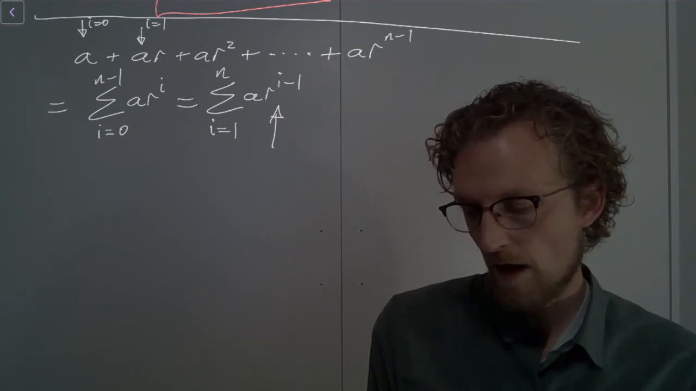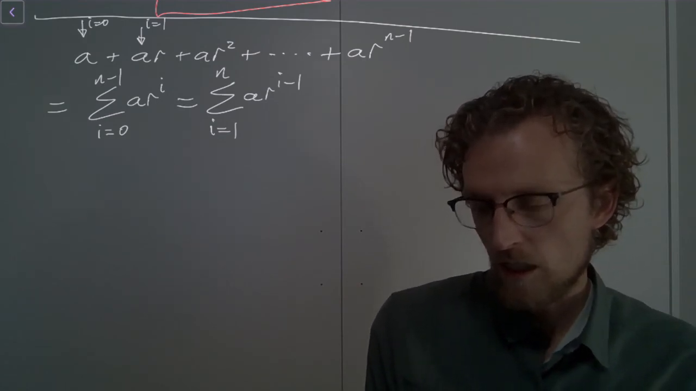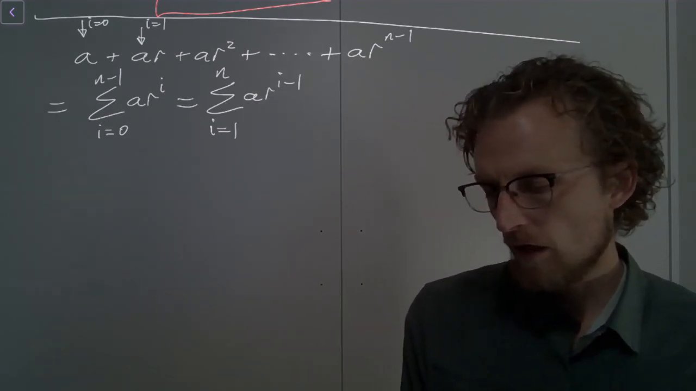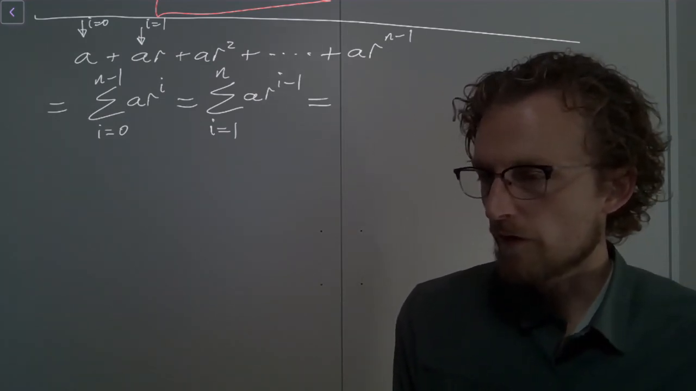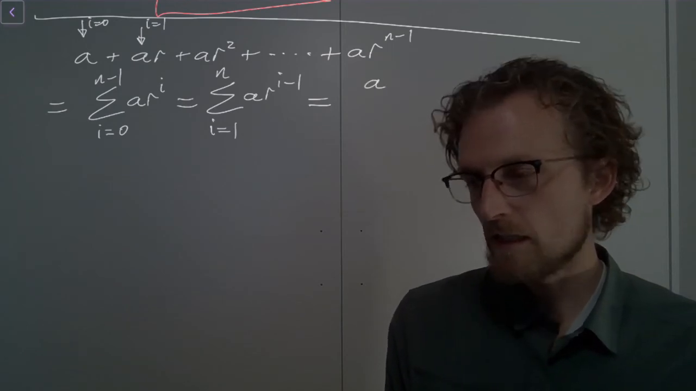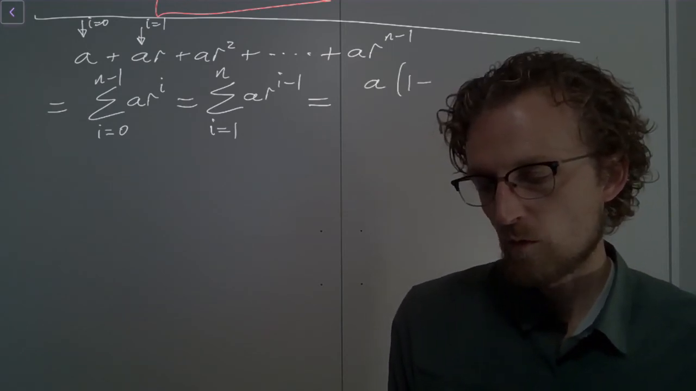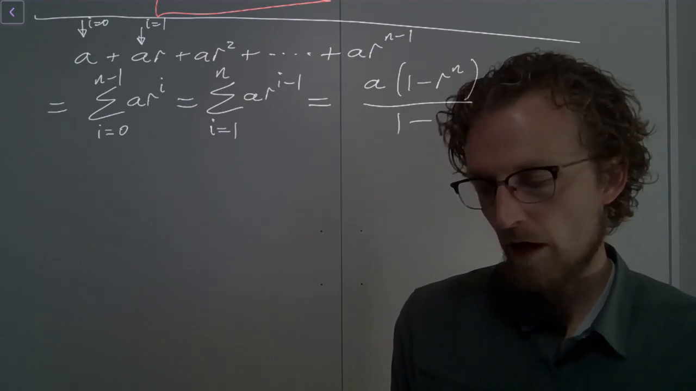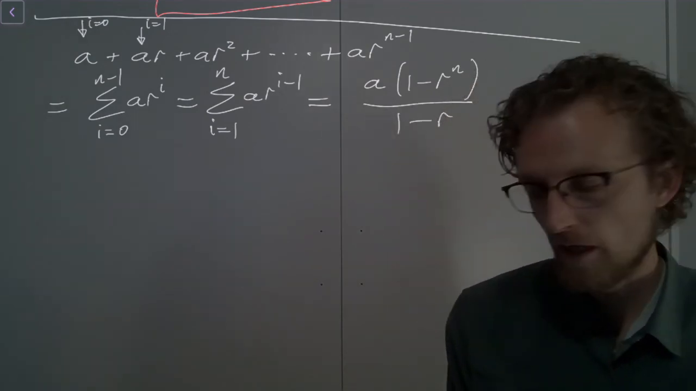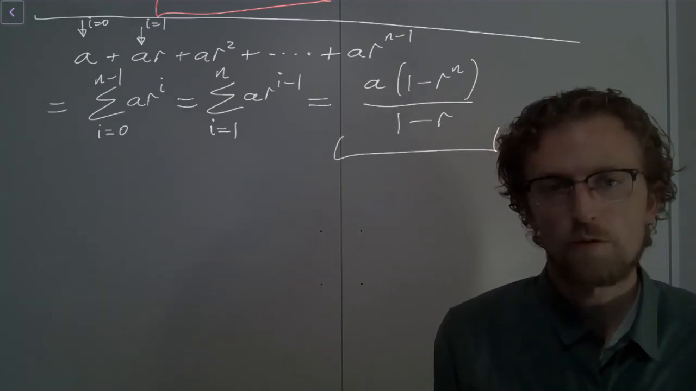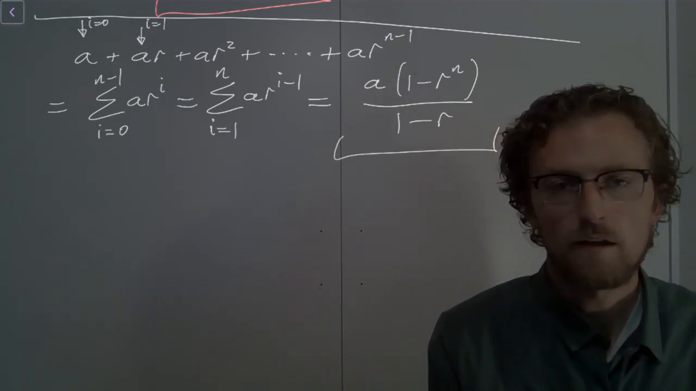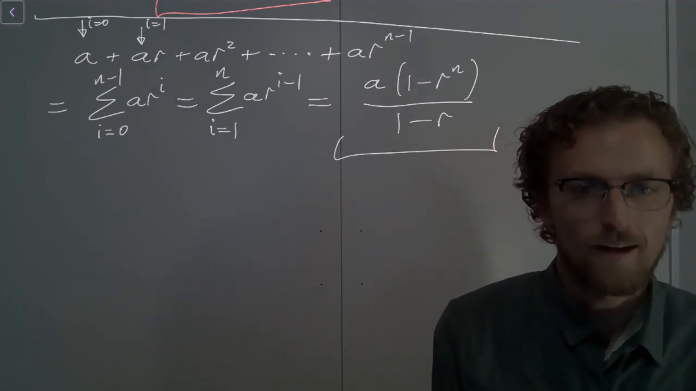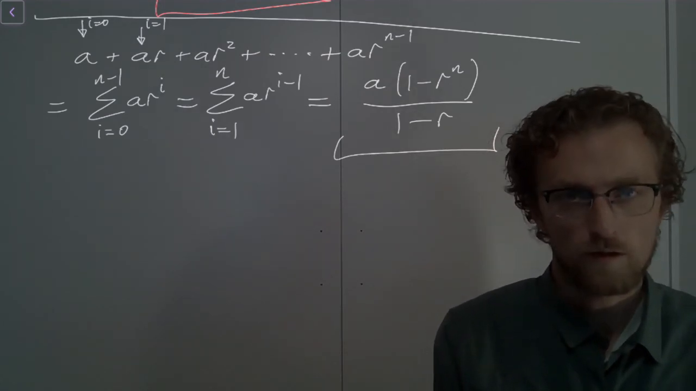Okay, so I have these two. These two are equivalent expressions. They mean exactly the same thing. And I can write either one of them as the following. I can say this is equal to a times (1 minus r to the n) divided by (1 minus r). Okay, so this is a very powerful expression. This is an extremely useful thing that you will find helpful on the first homework.